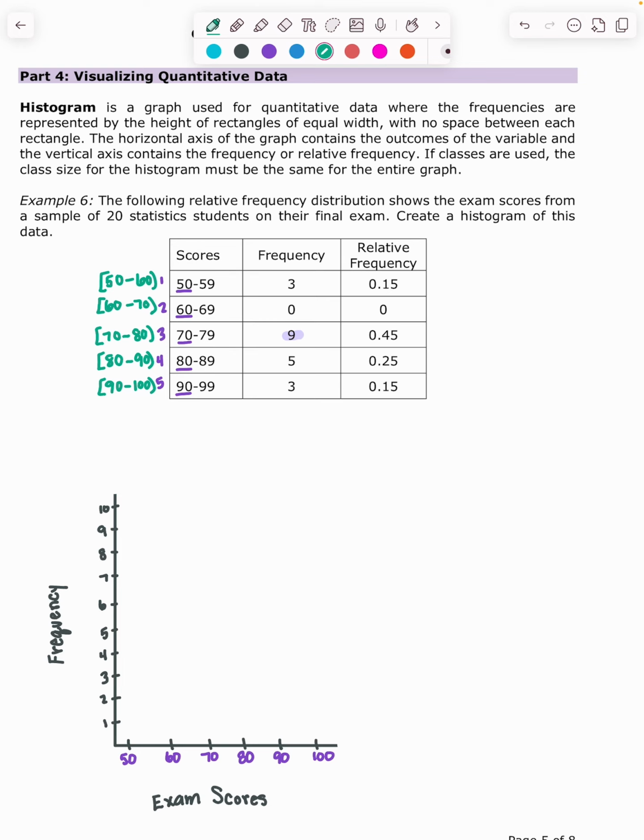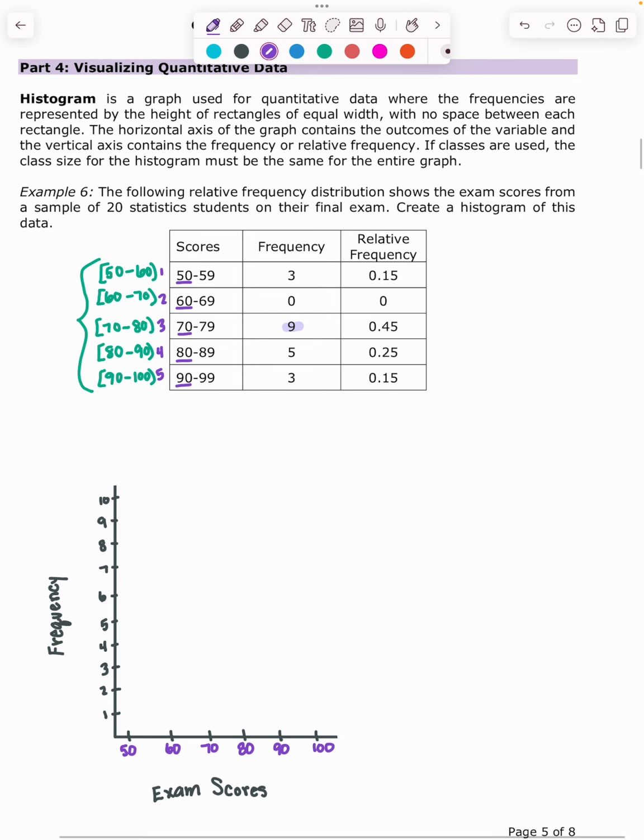So when we make our histogram, we want to think about our classes more in line with this notation as opposed to 50 to 59, 60 to 69. It's a 50 up to but not including 60. So it's time to make the first rectangle. Now this first row, 50 up to 60, had 3 students. So we'll do the whole thing in purple. That sounds good to me.